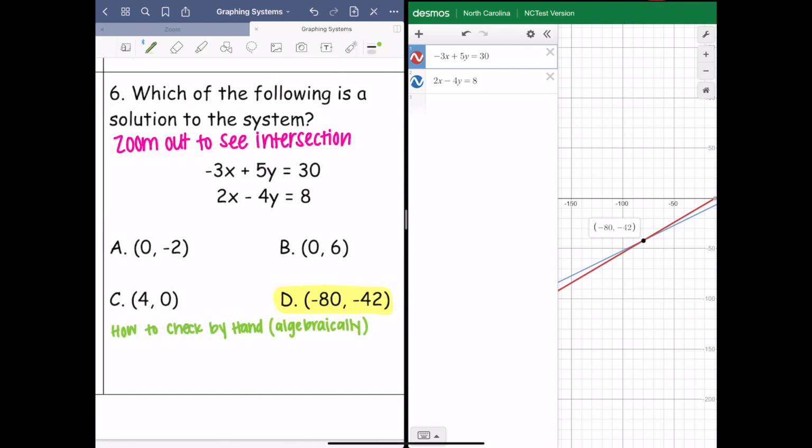algebraically. To do that, you're just going to take the x value and plug it into each x in the equations, and take the y value and plug it in for each y value in the equations. And we want to make sure that this side of the equation equals 30. So basically we want to make sure that this stuff is equal to 30 when we plug in that x and y. Same thing over here. We're going to plug in the x and y, and we want to get that 8 equals 8. So first we'll take negative 80 and negative 42 and plug them in for x and y in the first equation.